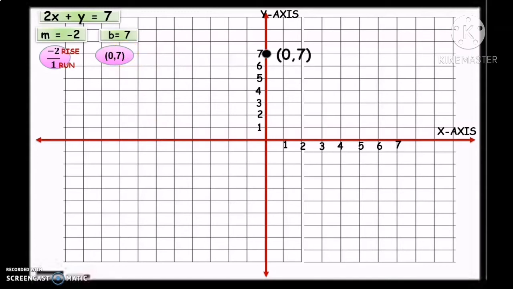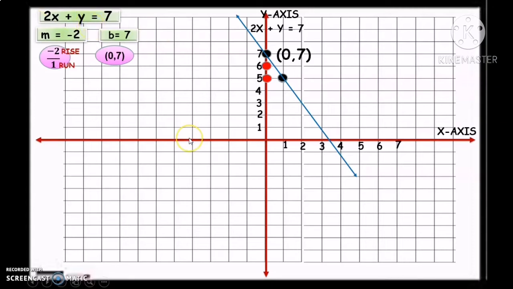Name it 0 and 7. Since ang rise po natin ay negative, yan po ang magsasabi sa atin if we're going to count upward or downward. Since negative po yan, from this point, we're going to count 2 units downward. So, 1, 2. And then, ang run po natin ay positive. So, 1 unit to the right tayo. So, 1. And then, plot. Yan. So, yan po yung graph niya. Name it as 2x plus y equals 7.